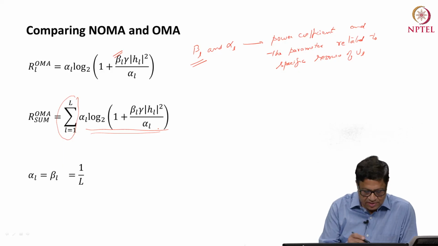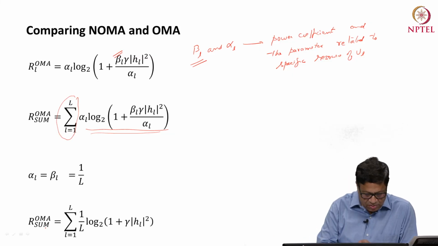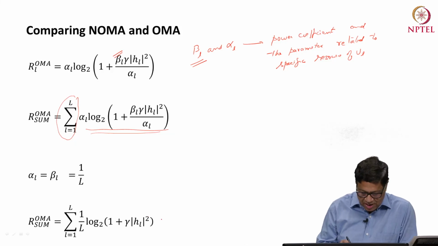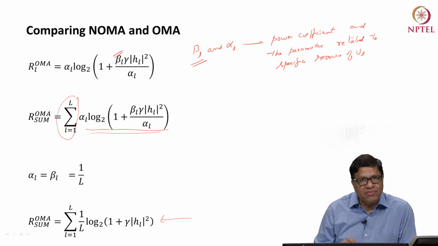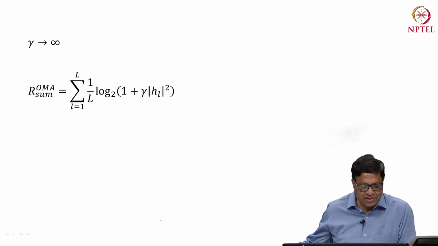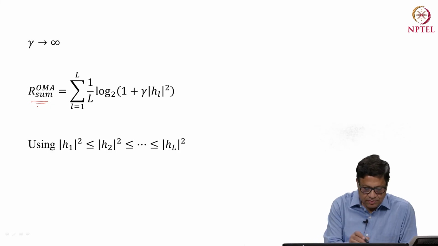In OMA, beta L and alpha L are equally divided among all the users, which is 1 by L. So putting alpha L equal to beta L equal to 1 by L, we are left with the sum rate for OMA, which is summation 1 by L log 2 of 1 plus gamma HL square, because beta L and alpha L get cancelled. Evaluating this expression when gamma is tending to infinity, that is at high SNR condition, this OMA sum rate will be given by 1 by L log 2 of 1 plus gamma HL square.